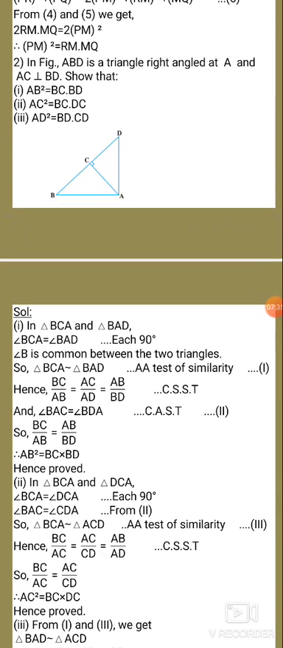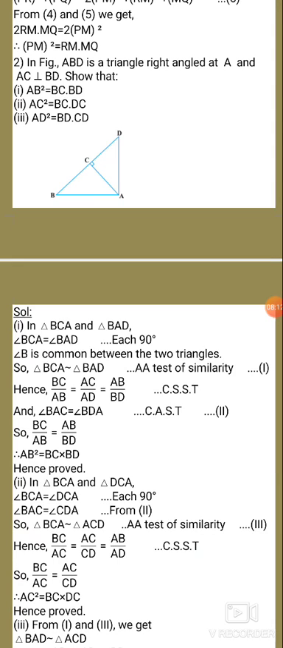Now next question. In triangle BCA and triangle DCA, angle BAC equal to angle DAC, each 90 degrees. Now angle BAC equal to angle CDA from equation number 1. From equation number 2, now these two triangles BCA and ACD are similar using AA similarity.